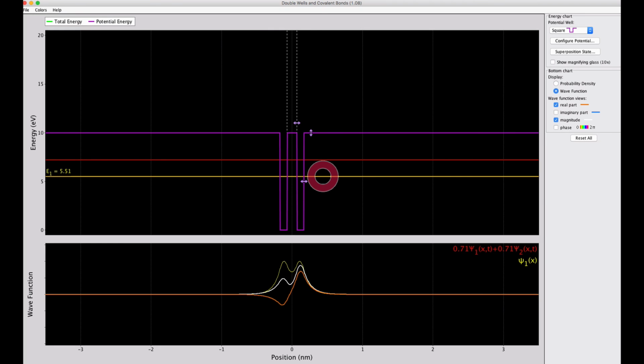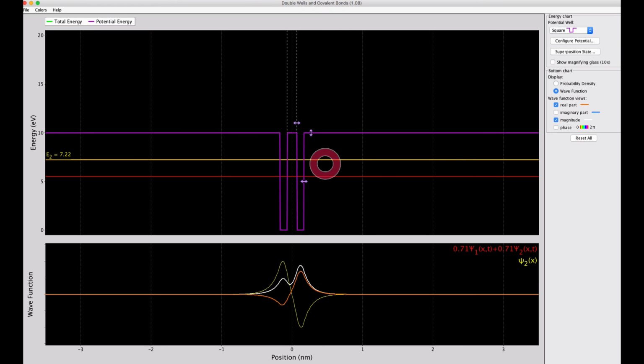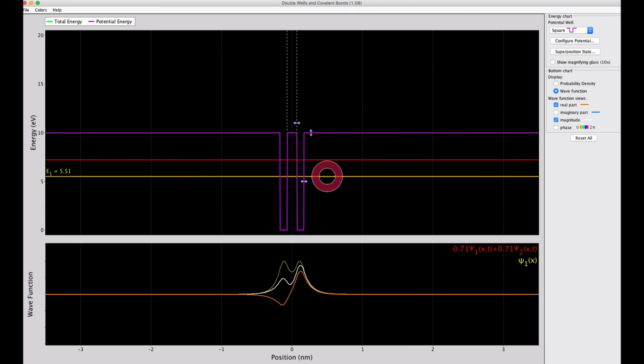Where are the normal modes? Well, the normal modes are these two energy levels here. So you can see this yellow curve that pops up here, that's the symmetric normal mode. There's the antisymmetric normal mode. You can see the antisymmetric normal mode has higher energy than the symmetric normal mode, just as is the case for the masses and springs.